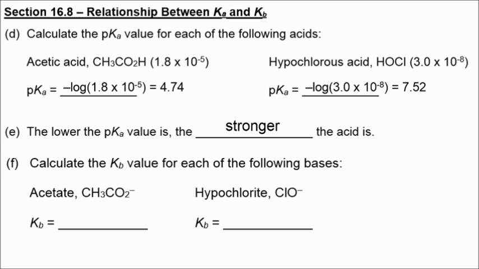Now what about Kb for the following bases? So acetate came from acetic acid and hypochlorite came from hypochlorous acid. To calculate the Kb, you could do one of two things. You could take 10 to the negative 14 divided by the Ka, and if you do that, you get these values. Another way you could have gotten it is to take the pKb, so 14 minus 4.74, for example, and then do 10 to the minus the pKb. Either way, here are the two numbers for the Kb for acetate and hypochlorite.